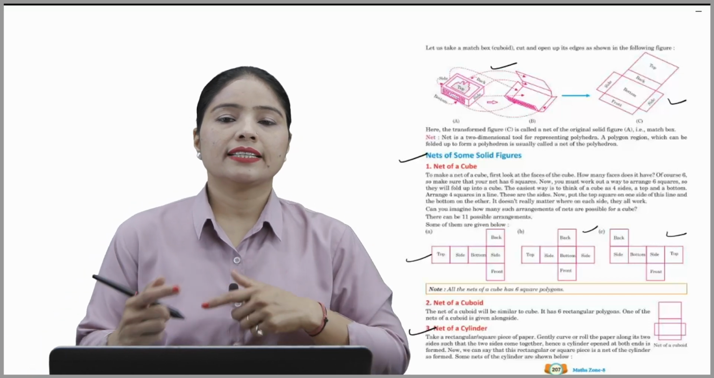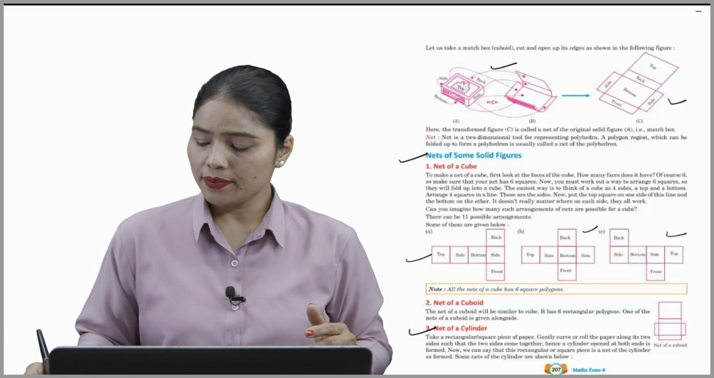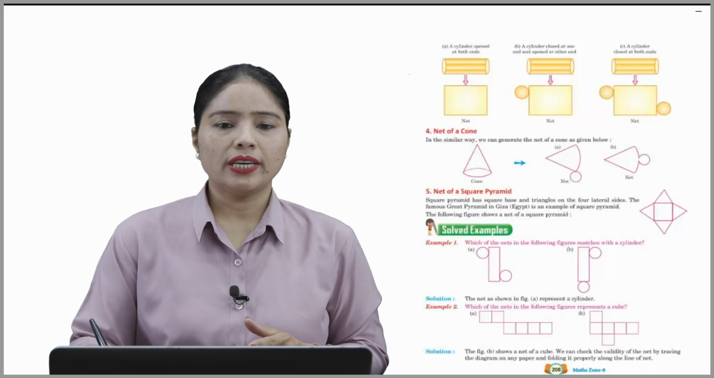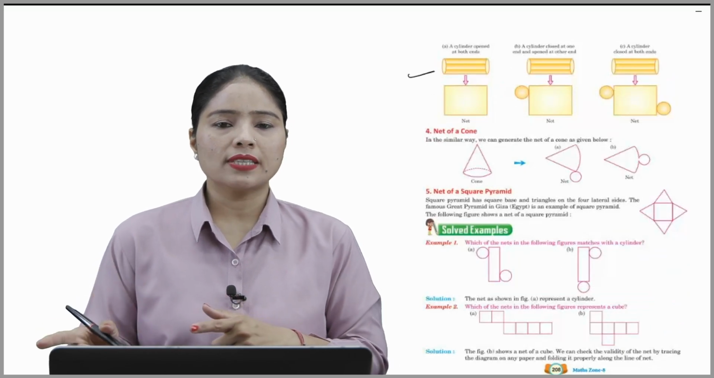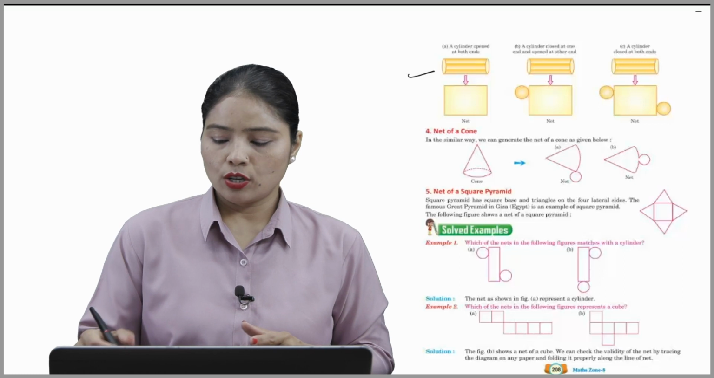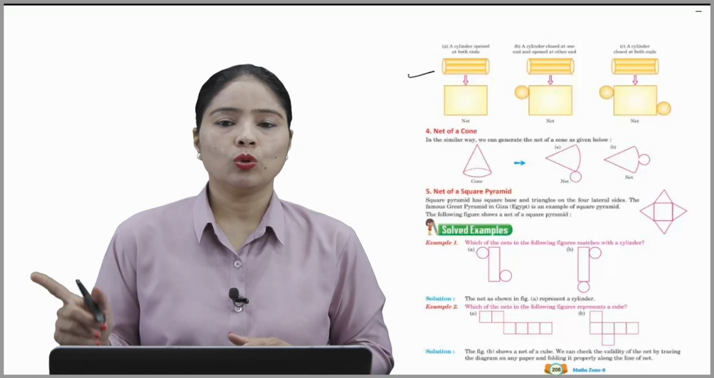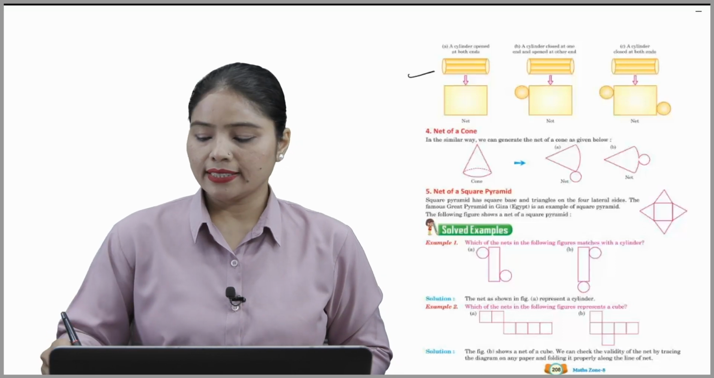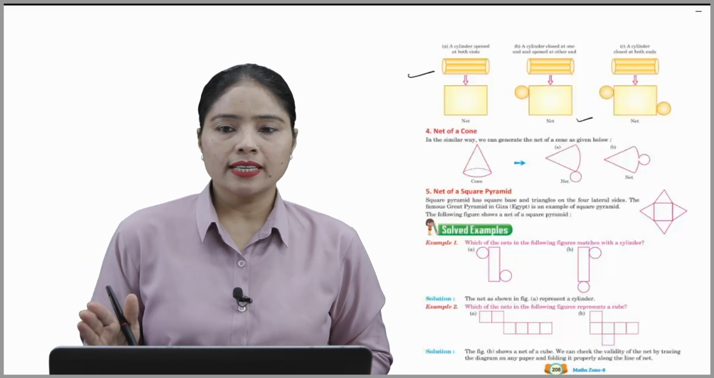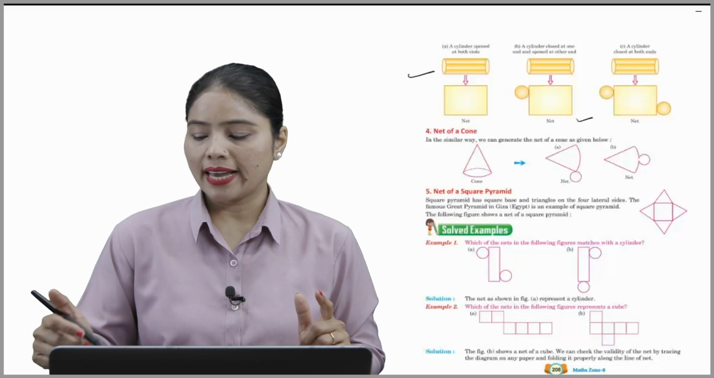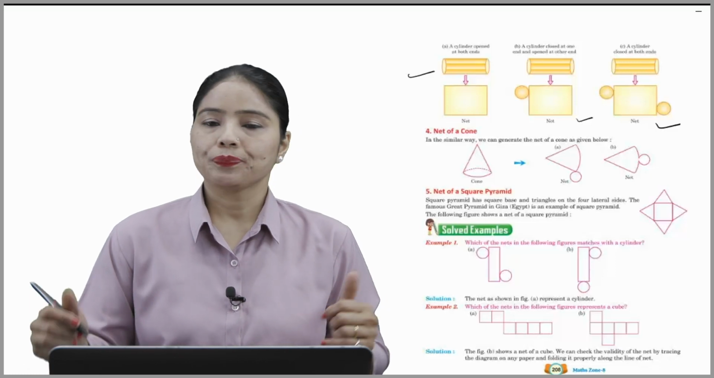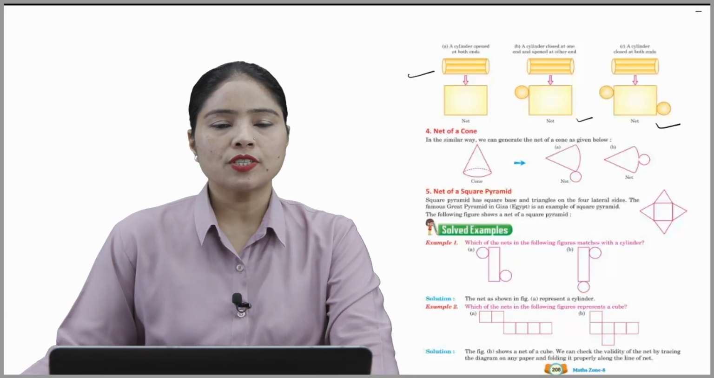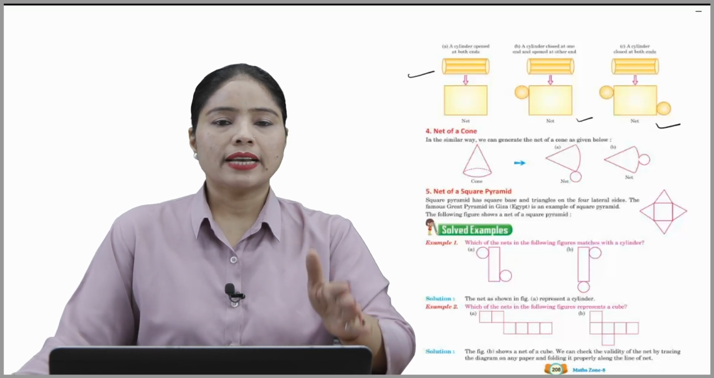Some nets of the cylinder are shown below, like that one, beta. Okay, a cylinder open at both ends, and this is a net. A cylinder closed at one end and open at the other end, like that one, and a cylinder closed at both ends, like this is a net of that one, beta. Hope you understood the concept. Now fourth one is net of a cone.